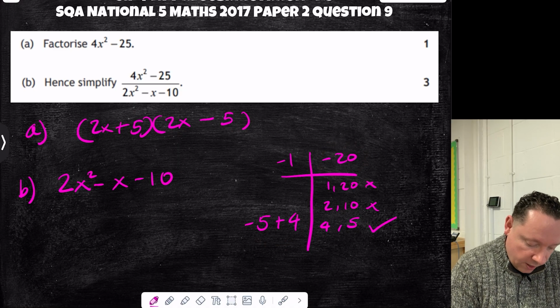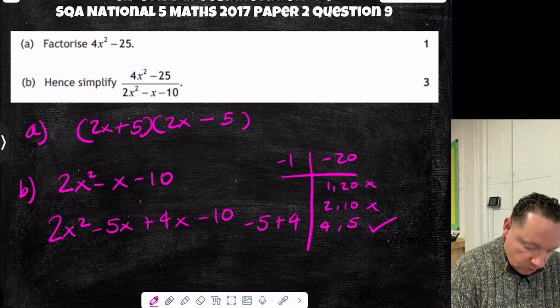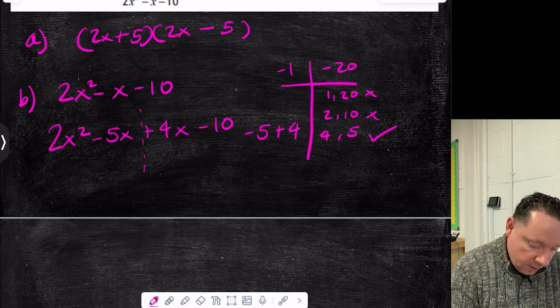So I can now just split this up into 2x squared minus 5x plus 4x minus 10. And you now just factorise each pair. So x is a common factor here. So I get 2x minus 5.